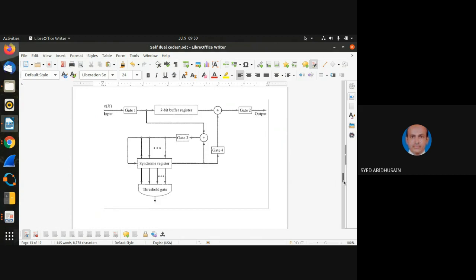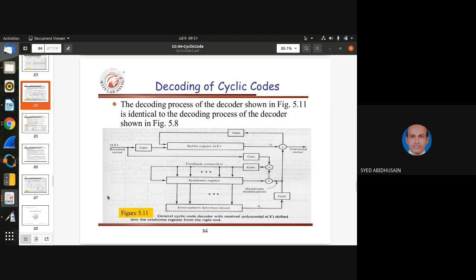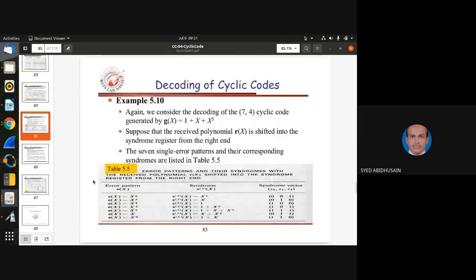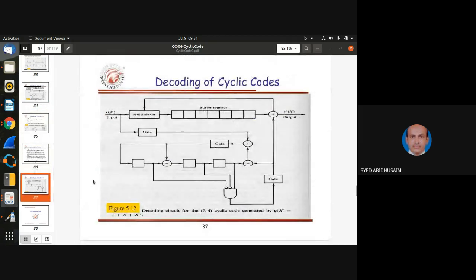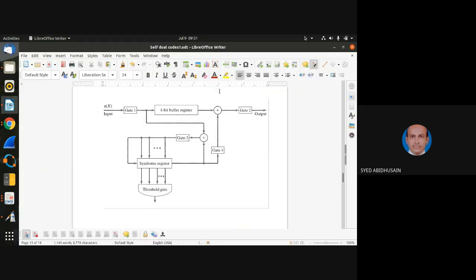So what difference are you finding here? If you compare this error trapping decoding circuit with our earlier decoding of cyclic code, as such you won't find many changes. Let me take the correlation of that. This is your cyclic decoding. So let me take the example of that Meggitt decoder. You compare this one with the present discussion decoder. You just see this. What difference are you finding?